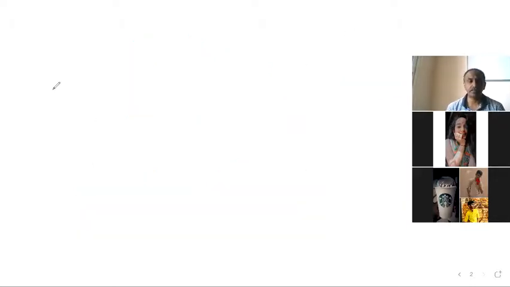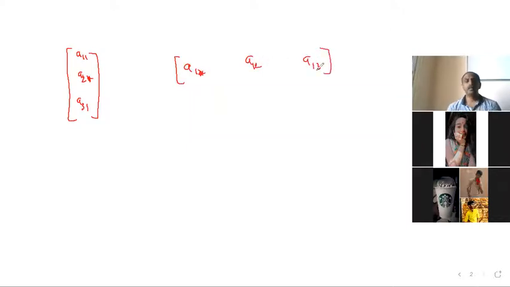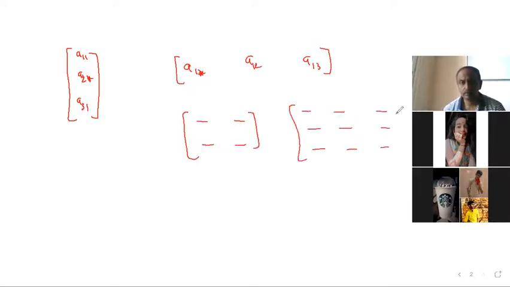There are different types of matrix. If you have only one column, then it is called a column matrix. If it has only one row, it is called a row matrix. If the number of rows and number of columns are equal, then we call it a square matrix. 2x2 square matrix, 3x3 square matrix. You can have any number of rows and any number of columns, so there is no restriction that rows and columns should always be equal.